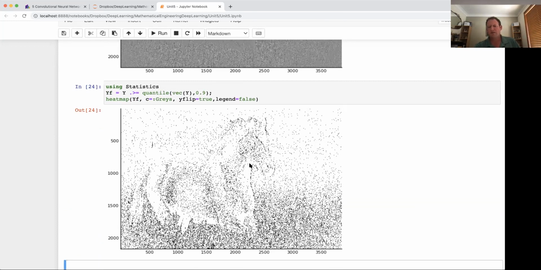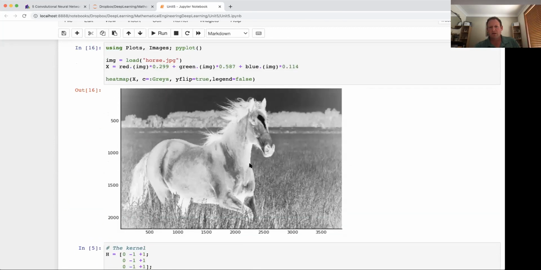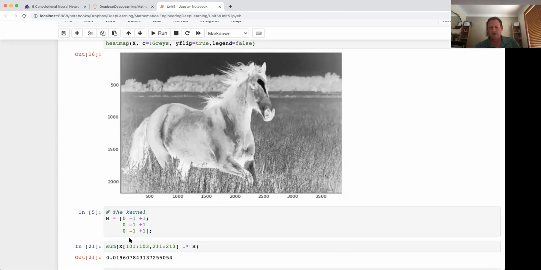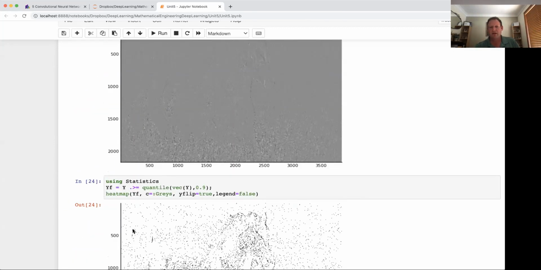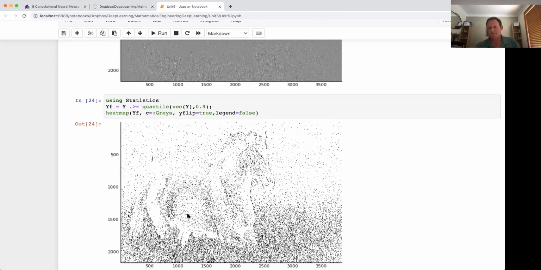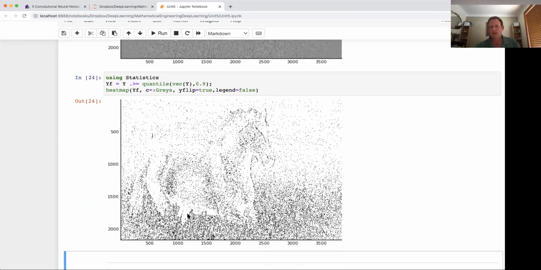Okay, so this was a very bad attempt at doing early stage image processing, but at least you saw how a two-dimensional convolution filter can work and do something. Okay, detect edges in this case.